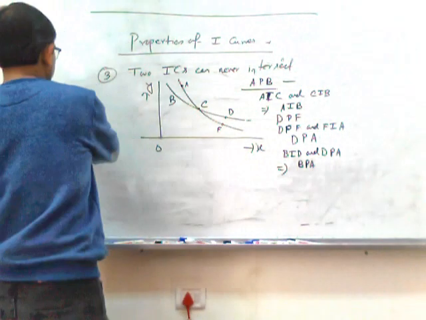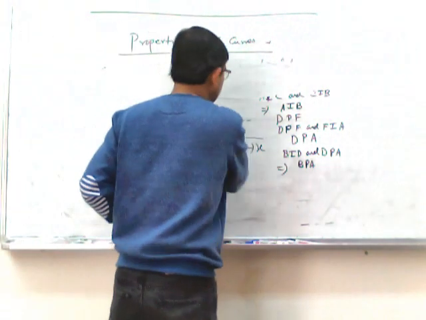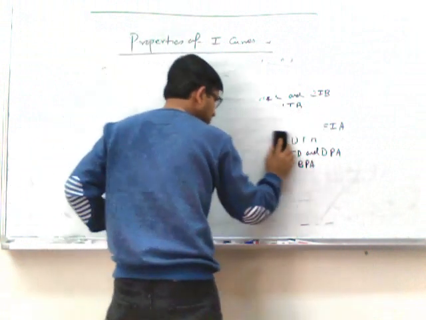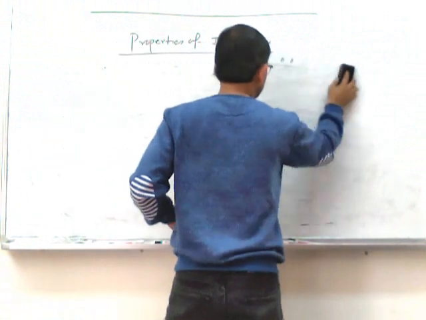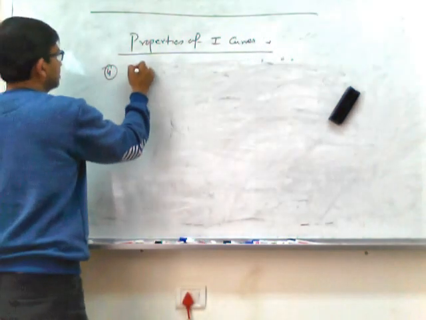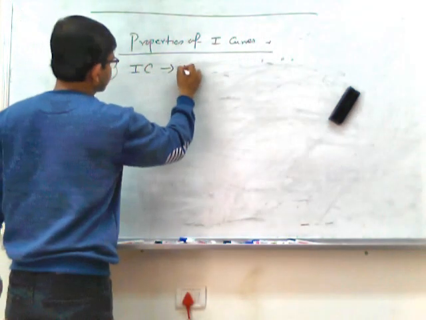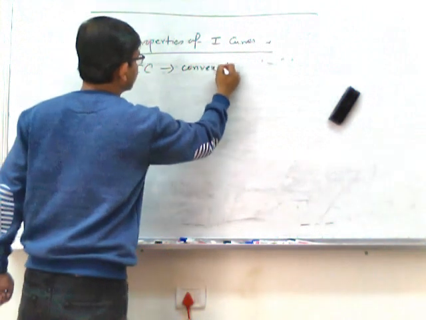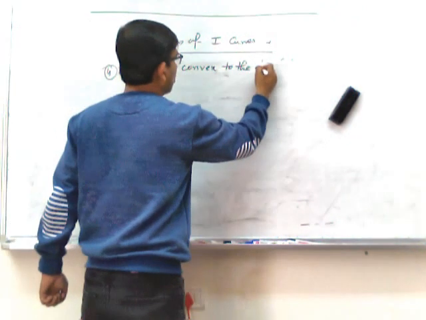And the fourth property: indifference curves must be convex to the origin.